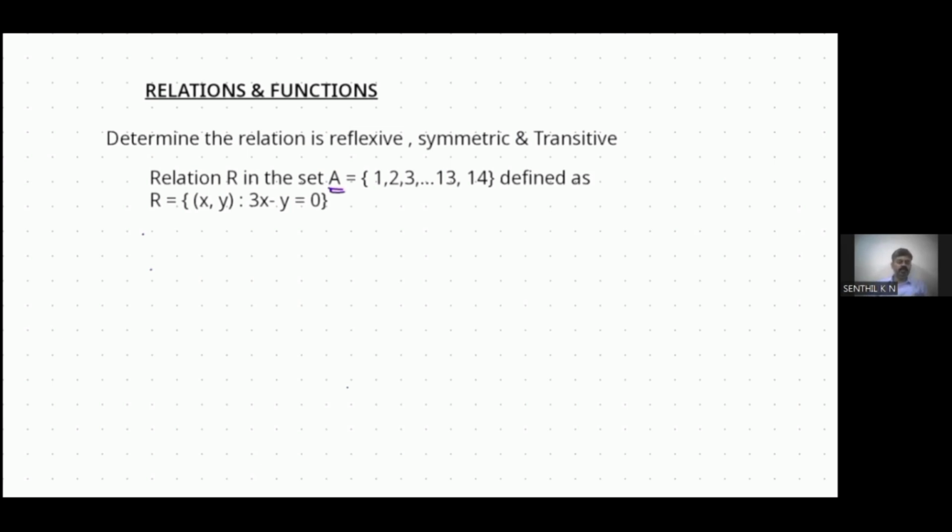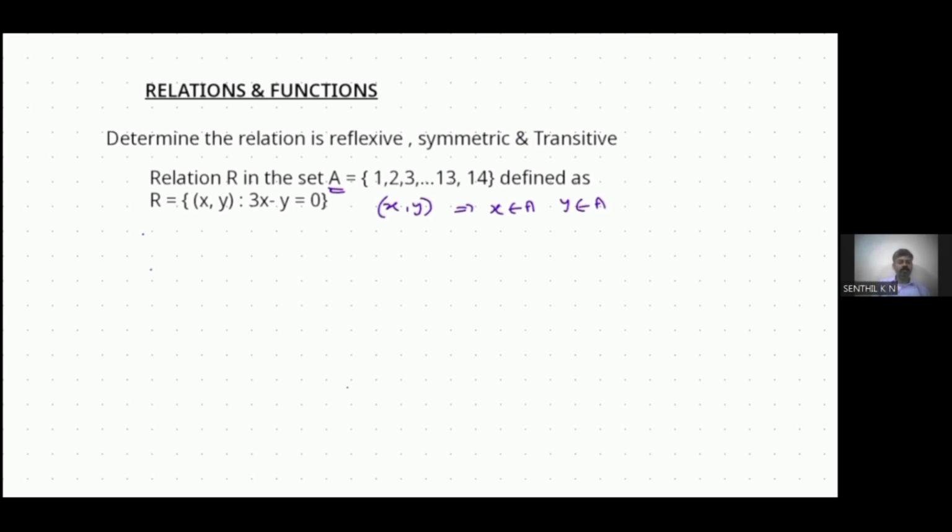The relation is defined on the set A. That means every pair (x, y) should be an element of A, so x should belong to A and y should also belong to A. Both elements should belong to A only. So we have to confirm whether the elements are in A or not.